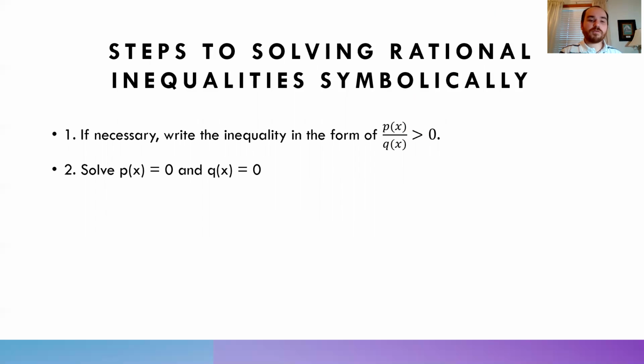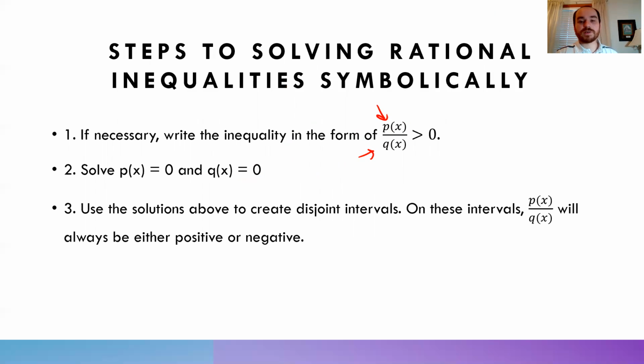Step 2, solve for p of x equals 0 and q of x equals 0. P of x is our numerator, q of x is our denominator. Anytime q of x equals 0, we have an undefined quantity for our function. That's not good. And anytime p of x is 0, then we have a 0 in the equation.